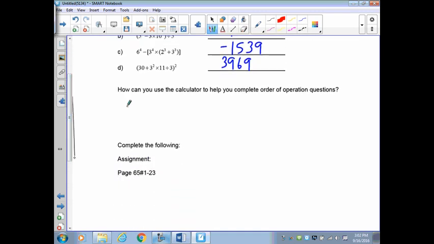So how can you use the calculator to help you? I guess the final thing is that you can use your calculator to check your work. And what I mean by checking your work is you can check each line. Right? And if each line comes out to be the same as the last answer, you've done it correctly.